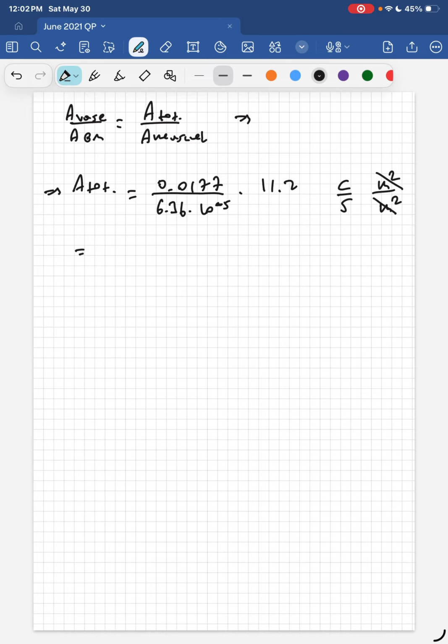And this gives us the total activity as 3,116.99 counts per second. If you want, you can round to 3,117 counts per second. It's going to be fine.